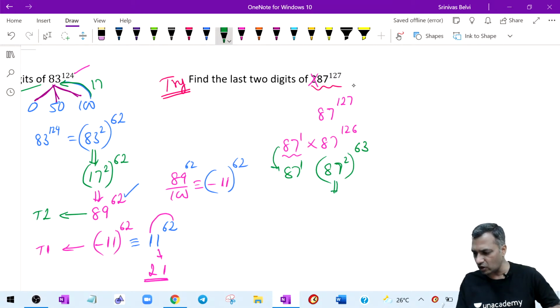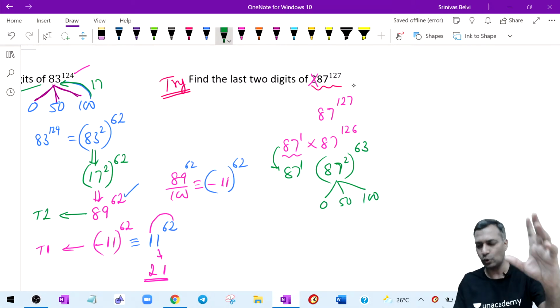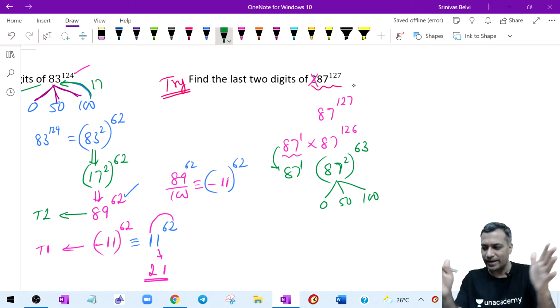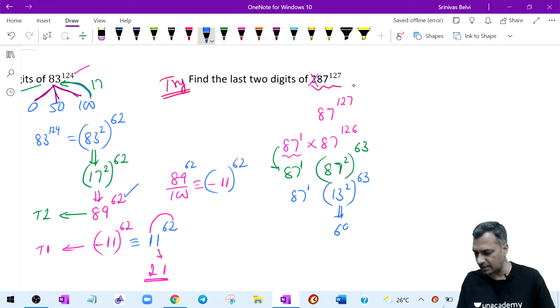Now you ask a question: is this 87 close to 0, close to 50, close to 100? All this happens in your mind within no time. I'm just telling you how you make that decision. 0, 50, 100, you understand that this is close to 100. How close to 100? 13 close to 100. Therefore, this is as good as 13 square raised to power 63. That is what pops up in your mind. What are the last two digits of 13 square? Therefore, 69, 69 raised to power 63.